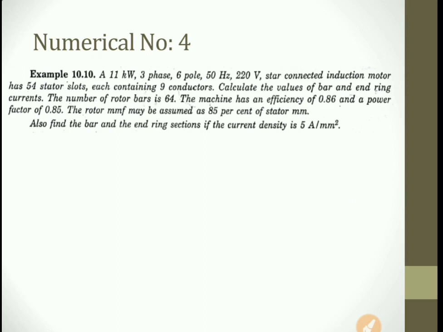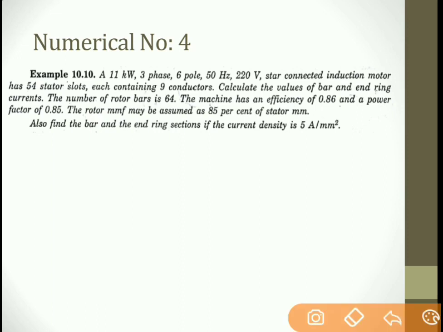Then one more numerical we have, which is again a simple numerical. An 11 kilowatt, 3 phase, 50 hertz and 220 volt star connected induction motor has 24 stator slots, each containing 9 conductors. Calculate the value of bar and end ring current. The number of rotor bars is 64. The machine has an efficiency of 0.86 and a power factor of 0.85. The rotor MMF may be assumed as 85% of stator MMF, which generally we are assuming. Also find bar and end ring sections if the current density is 5 ampere per mm square.